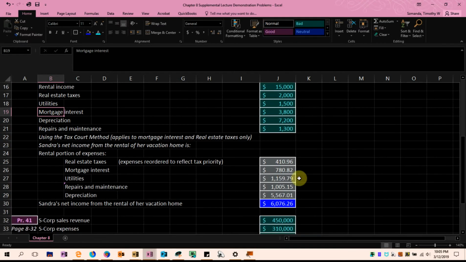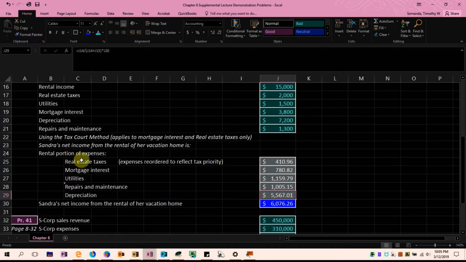So first thing I did is I reordered the expenses, because the real estate and the mortgage is going to be allocated based on the number of days in a year. Utilities is next, repairs and maintenance, and then, as I said earlier, depreciation has to come last, because if it creates a loss, then we're going to have to sacrifice some of the depreciation expense so that we don't create a loss. In this particular case, we won't have to worry about that, because the amount of income will more than absorb all of the allocated expenses. So let's run through the calculations here.